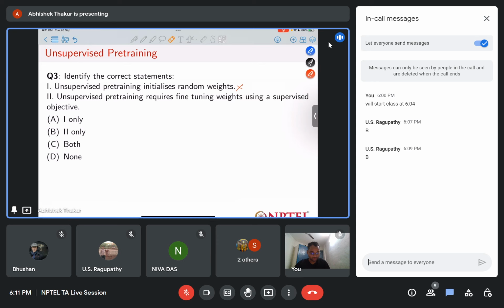So option 2, unsupervised pre-training requires fine tuning weights using a supervised objective. So option 2 is correct. So option B is correct. Yeah, correct. Some of you answered option B in the chat box. So this option is correct.